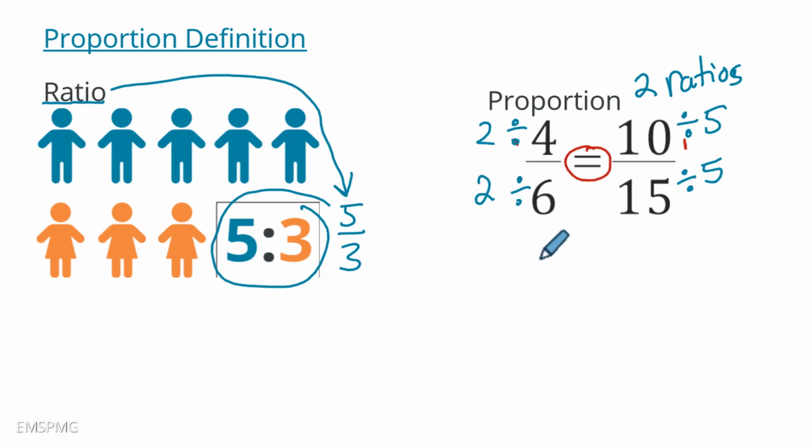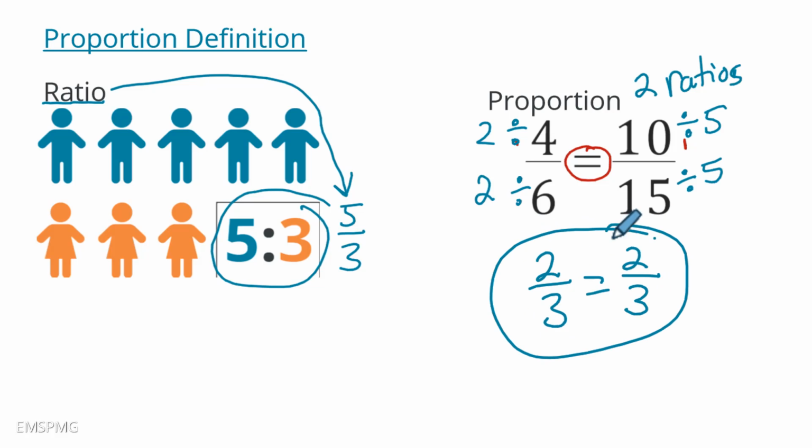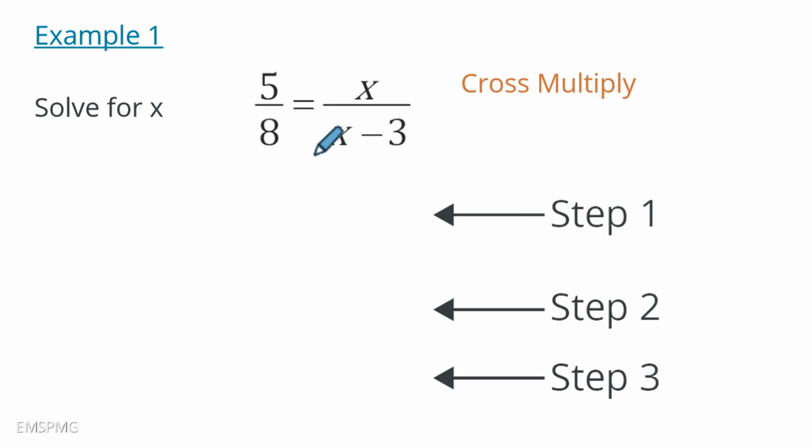So this side becomes 4 divided by 2 is 2. And then this side becomes 3. And 10 divided by 5 is also 2. And 15 divided by 5 is 3. So now you see that these two ratios are equal. Alright, so let's check it out in practice.